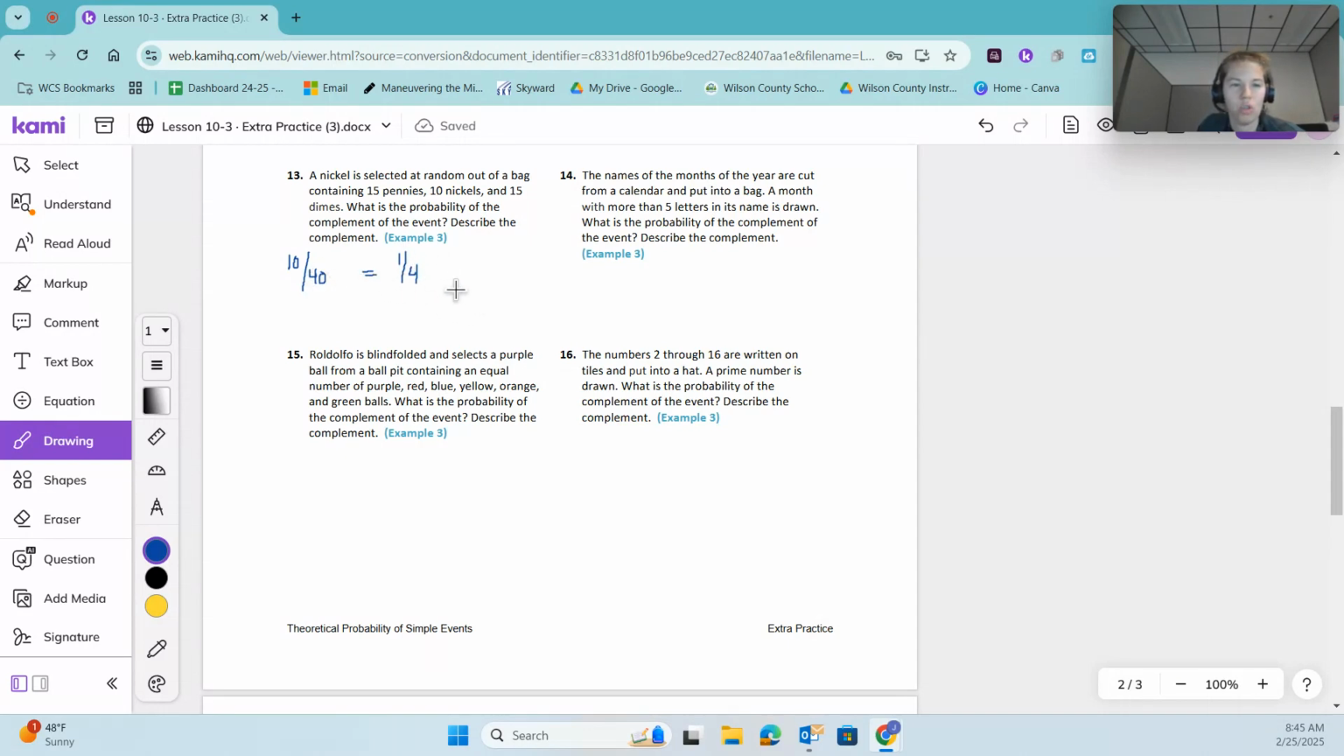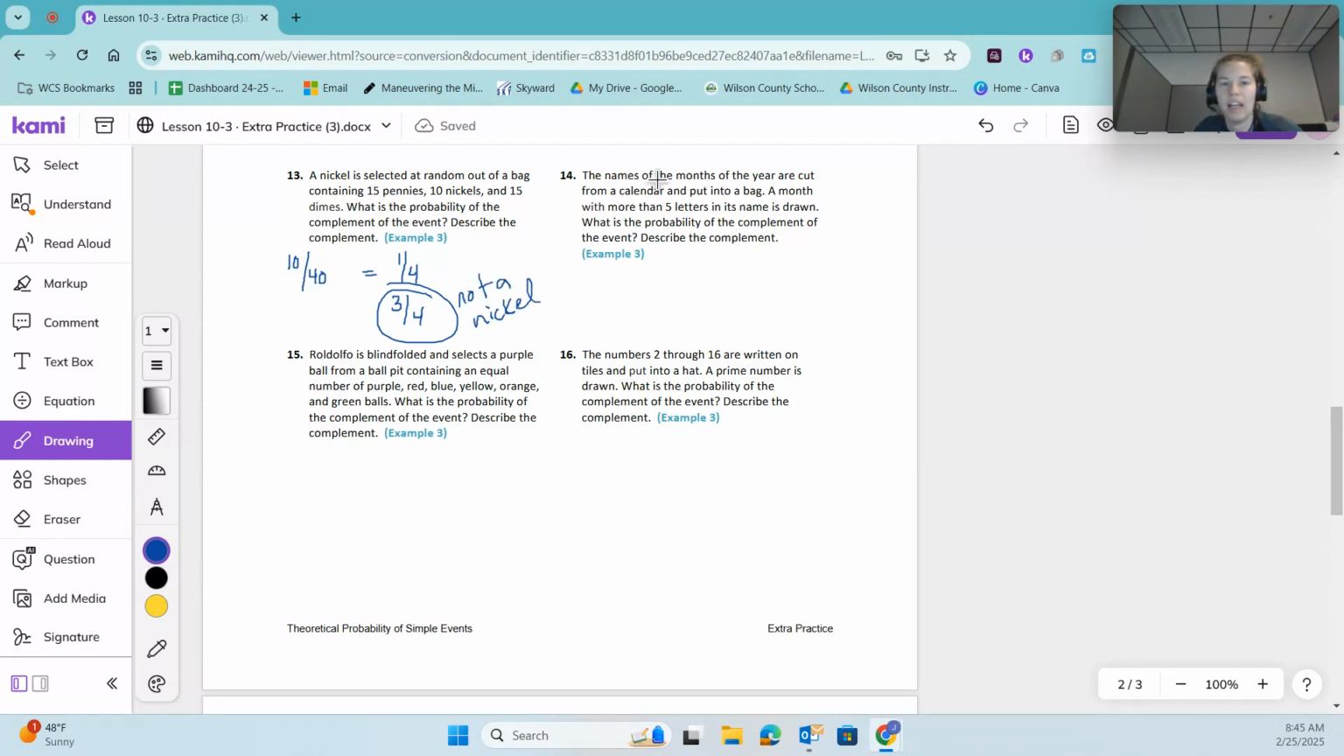The complement of that would be the probability of not getting a nickel. So that's going to be 3 out of 4. The complement is the probability of not drawing a nickel.